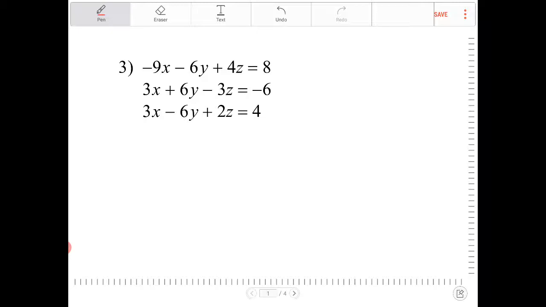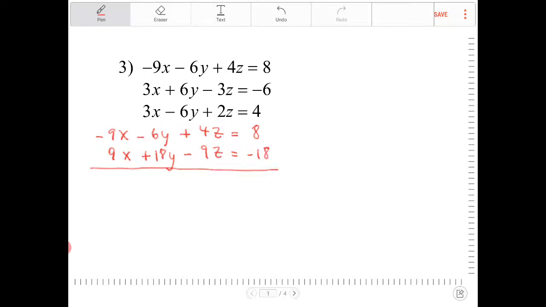So what I'm going to do is take the top equation, negative 9x minus 6y plus 4z is equal to 8. I want to take the bottom equation and multiply it by positive 3. If I do that, I will end up with 9x plus 18y minus 9z is equal to negative 18. I'm going to add the two equations together to eliminate x's. If I do that, I'll end up with positive 12y minus 5z is equal to negative 10.